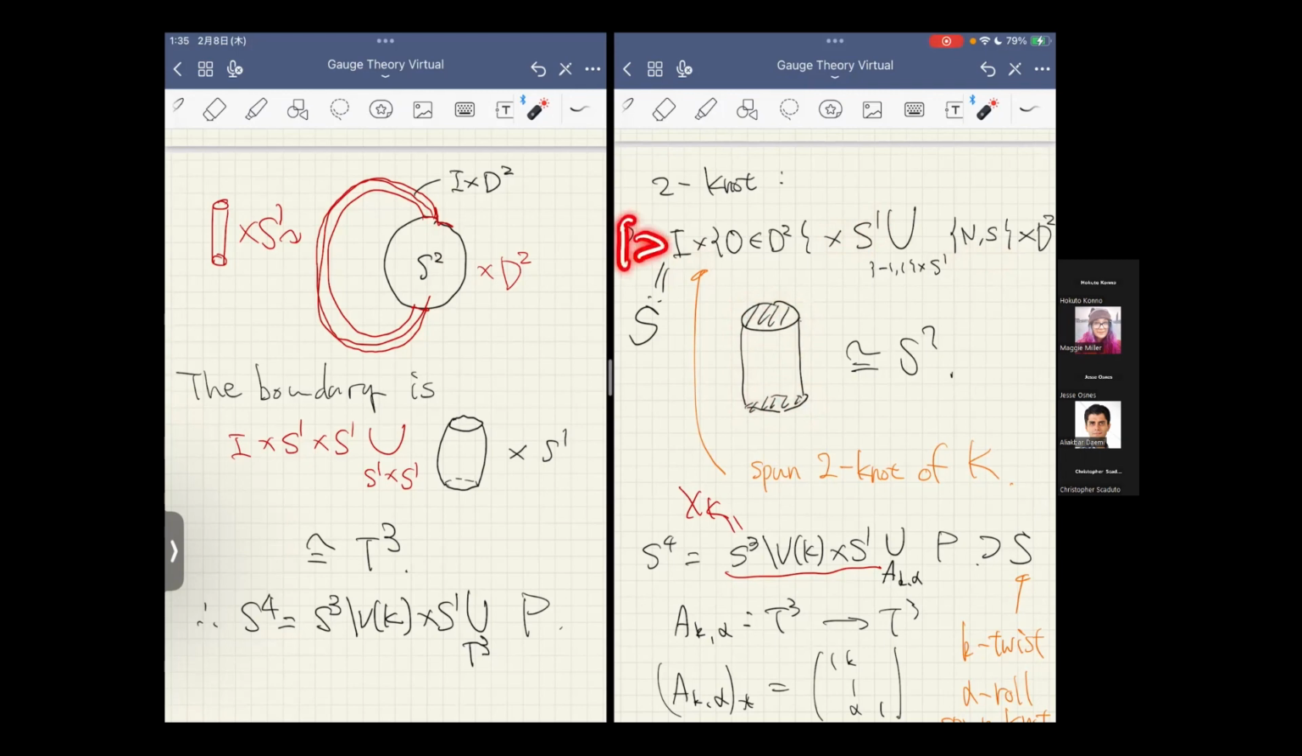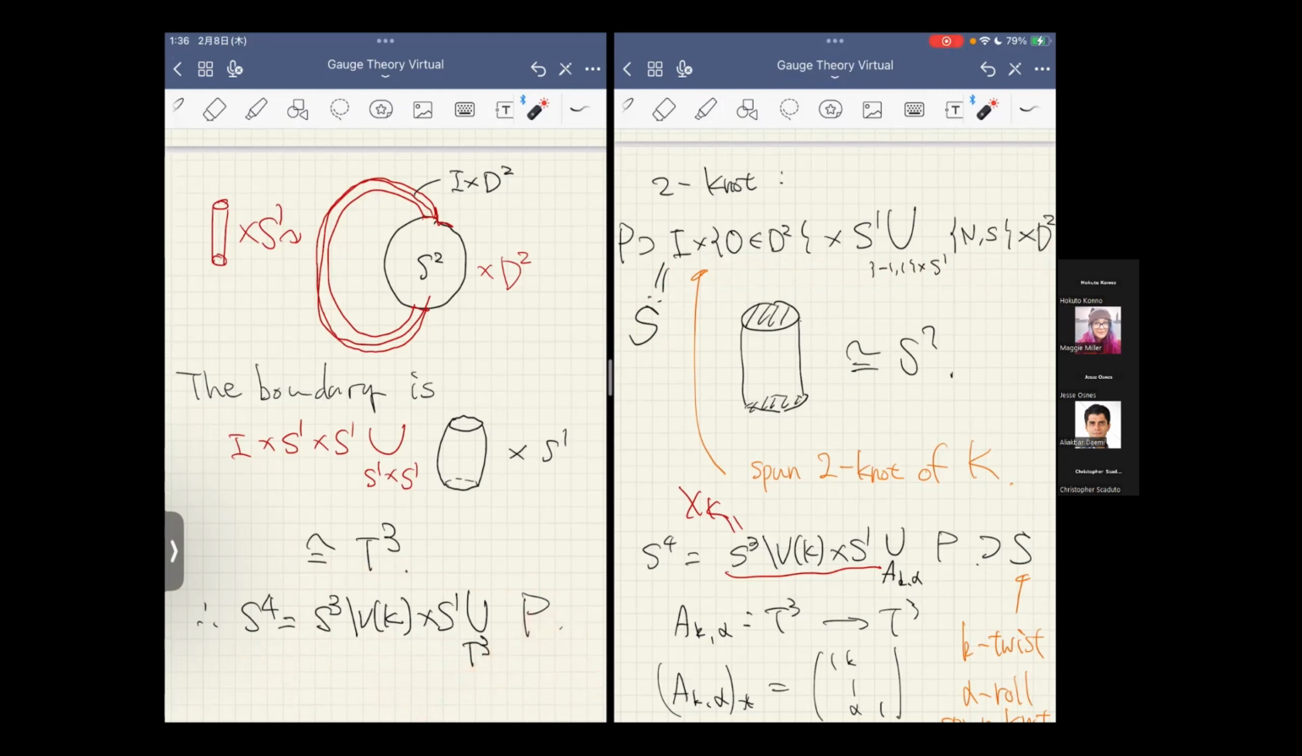This is embedded in the Montesinos twin, and this is diffeomorphic to S^2. So we call this embedded S^2 S. We call it the spun 2-knot. So we call the image of S in this decomposition of S^4, S is the spun of the knot K.